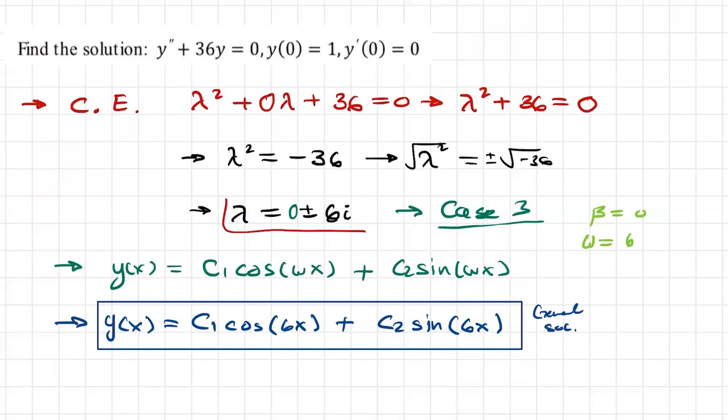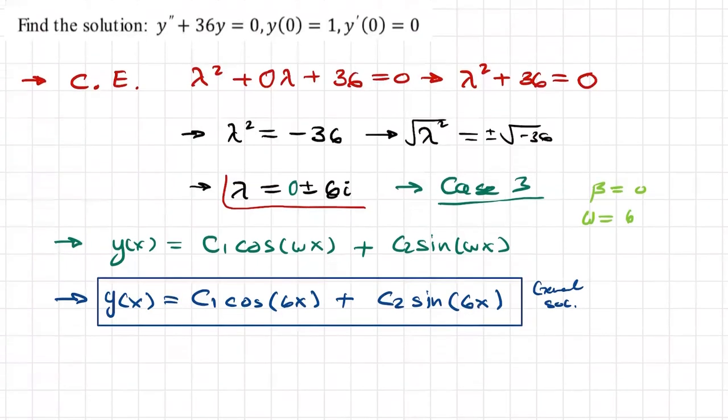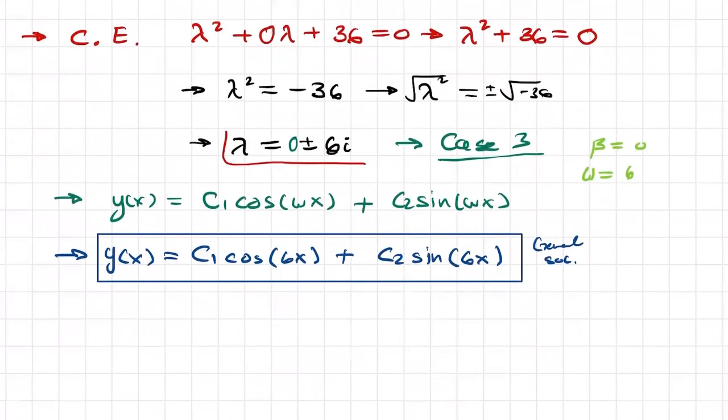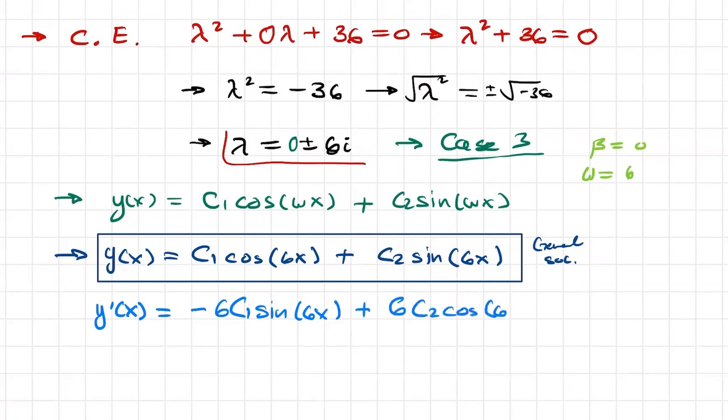And once again, we are given initial conditions, and in order to apply them, we need to also find the derivative of this. So let's find that right now. So for the derivative, we have y prime of x. Because we don't have an exponential, these derivatives are pretty straightforward. So this one will be negative 6 c1 sine of 6x, because the derivative of cosine is negative sine, plus 6 c2 cosine of 6x.